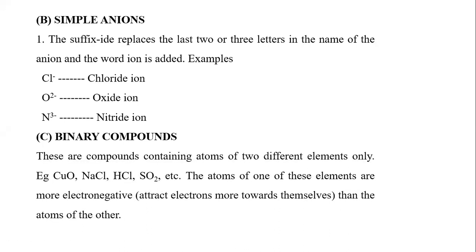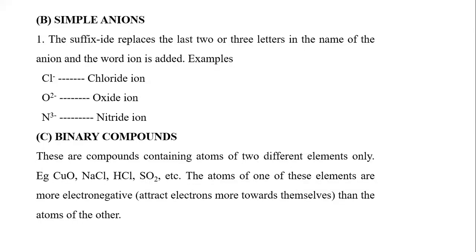These are compounds containing atoms of two different elements only. Example, CuO, NaCl, HCl, SO2, etc. The atoms of one of these elements are more electronegative, attract electrons more towards themselves than the atoms of the other element. So these are examples of binary compounds.